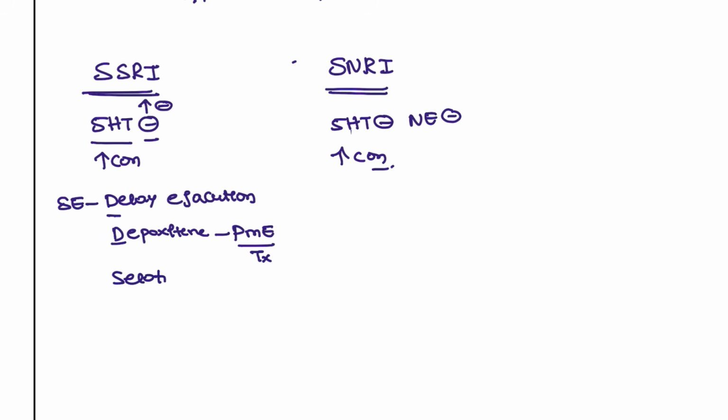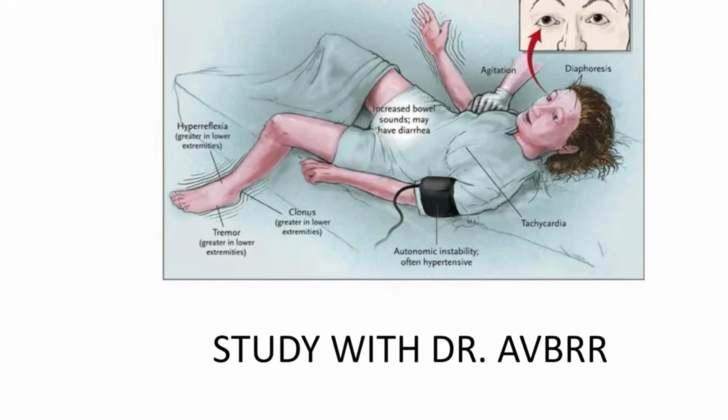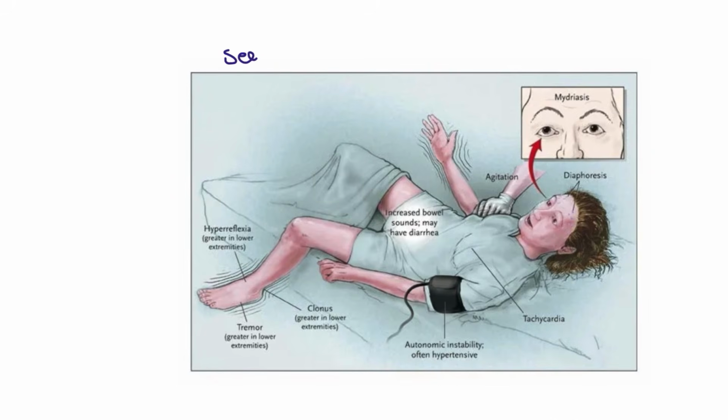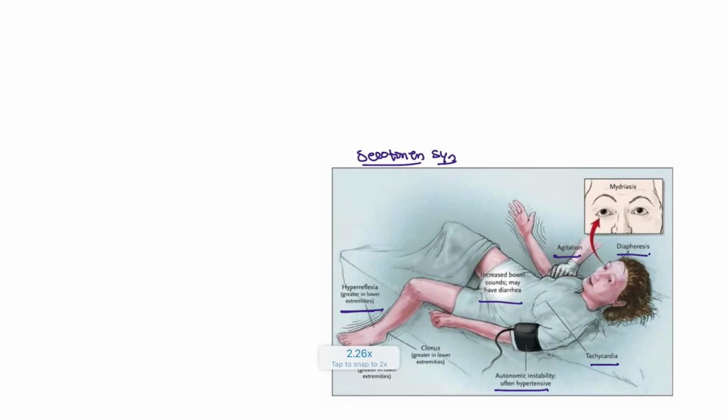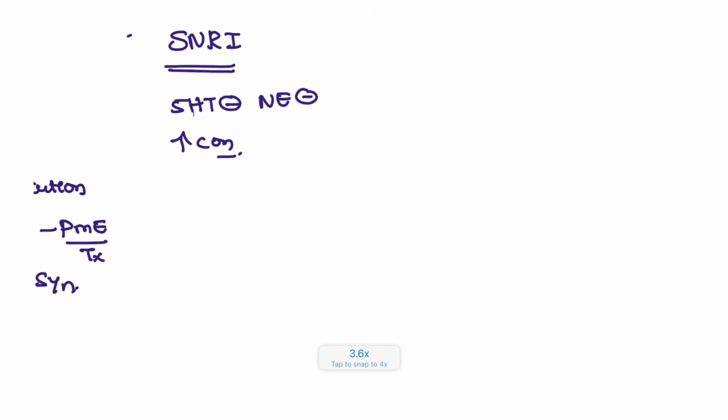Next, it can cause serotonin syndrome. So what is serotonin syndrome? The patient presents with increased serotonin levels. This can be associated with hyperreflexia, increased bowel habits like diarrhea, agitation, diaphoresis, tachycardia and autonomic instability, which will be seen in patients with serotonin syndrome. Okay. Next, SNRIs. SNRIs are associated with the side effect of hypertensive crisis.